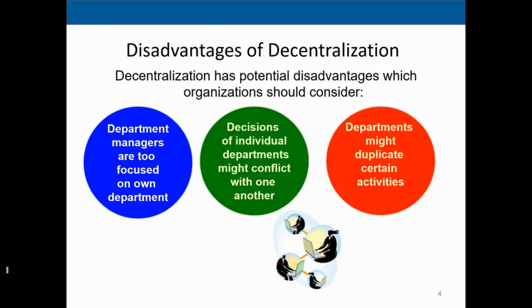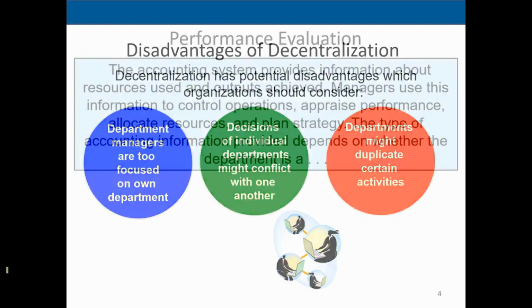Also, if they're decentralized, maybe the two departments are going to need two separate things that could have been pulled together into one process if they had not been decentralized.